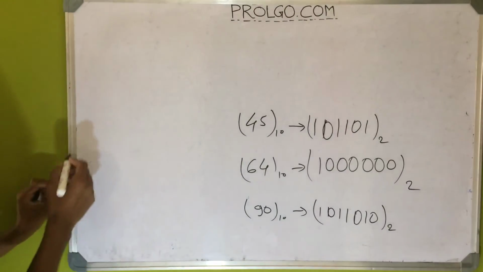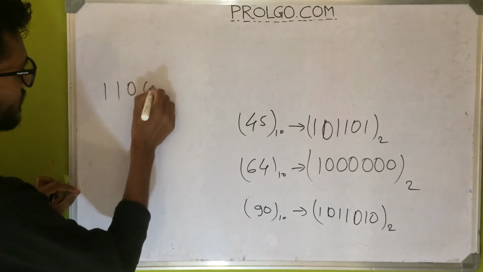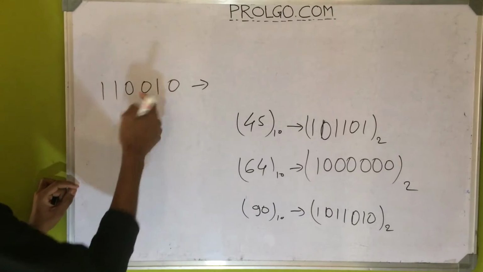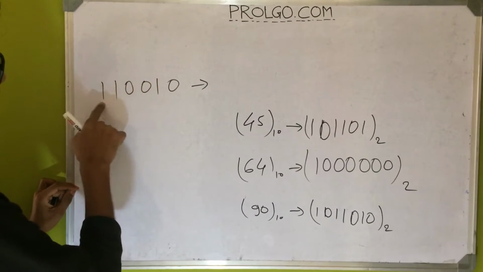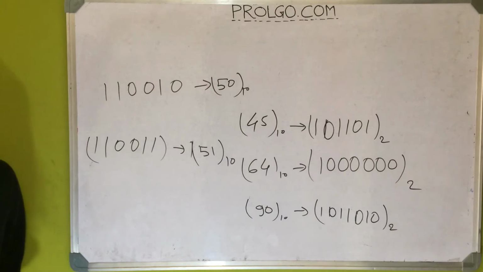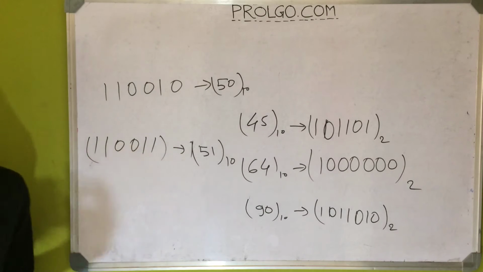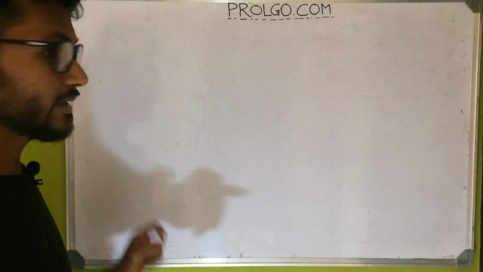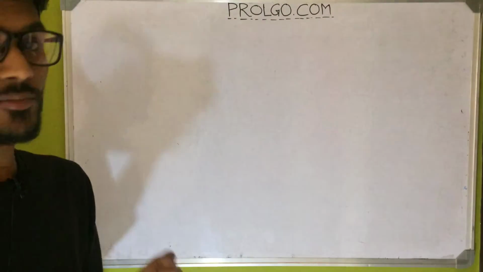Now take one binary number 1, 1, 0, 0, 1, 0. So in decimal it would be 1, 2, 4, 8, 16, 32. It would be 50. If you want to know how I am converting this without dividing the number, then watch this video further. Let me first tell you how we convert any decimal number into binary.